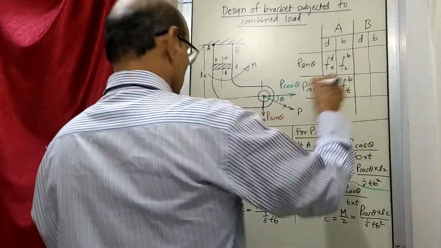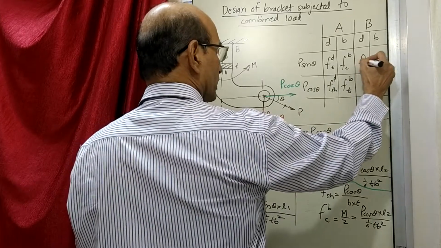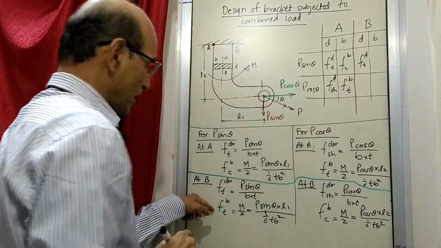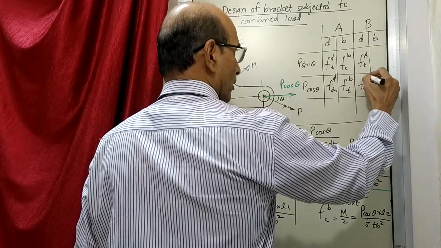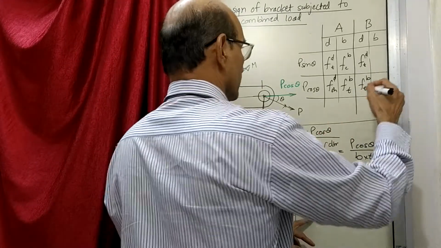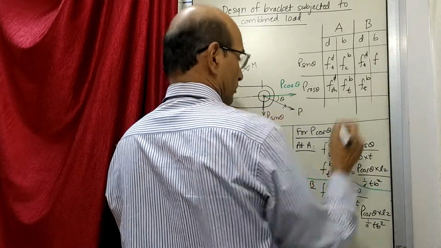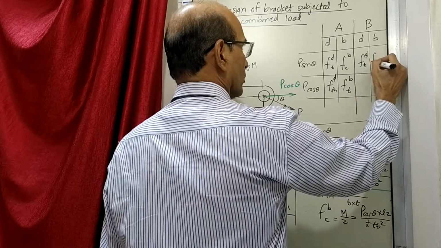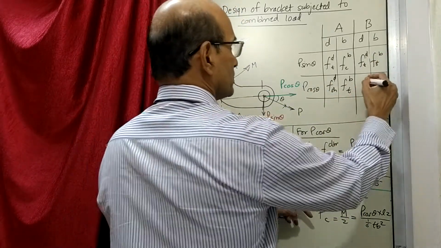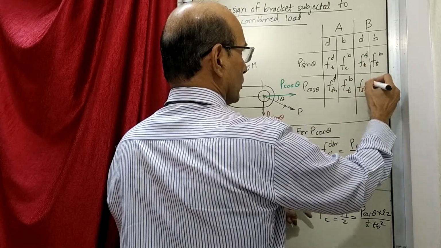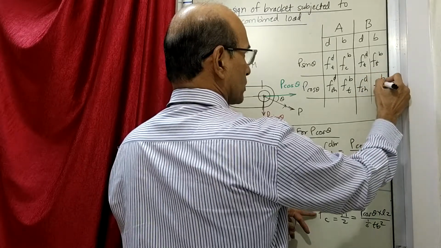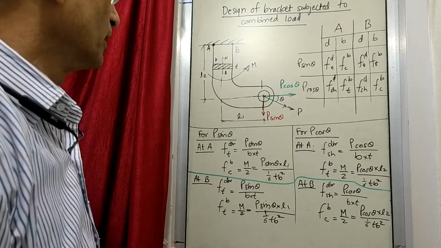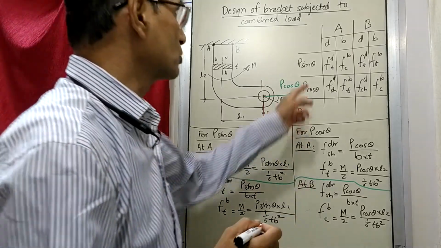Similarly at B, because of P sin theta, it is Ft direct and Ft bending, and here it is F shear direct because of P cos theta. No, I have to write here. Because of P cos theta, direct is shear and bending is compression. Right. So having done this, now what can be the next thing? The next thing is to combine all this.